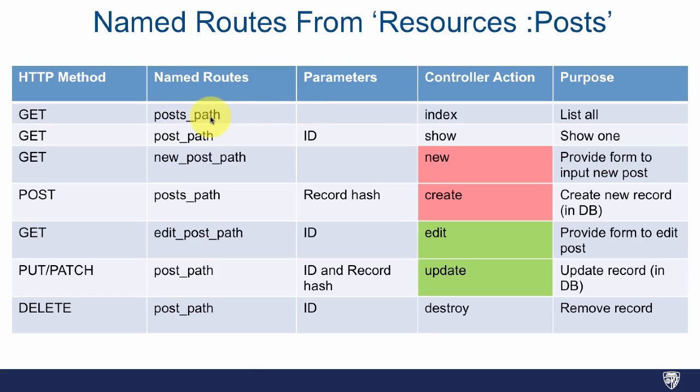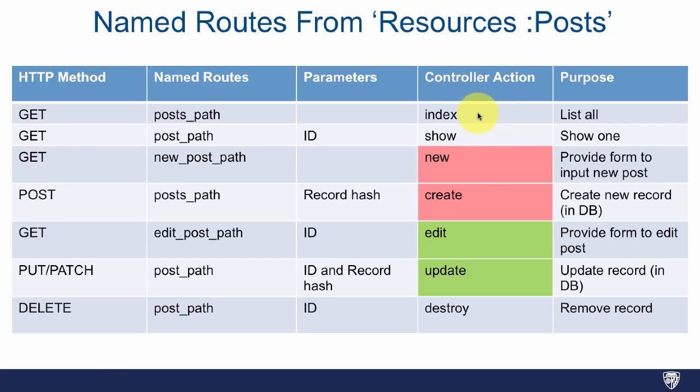Post underscore path will be the named route, how you could refer to the path in Rails. And the HTTP method that's being used is get. Usually, get is used when you want to get the information, and it doesn't change anything on the server. And post or put is used when you actually are creating the resource or updating the information about the resource.